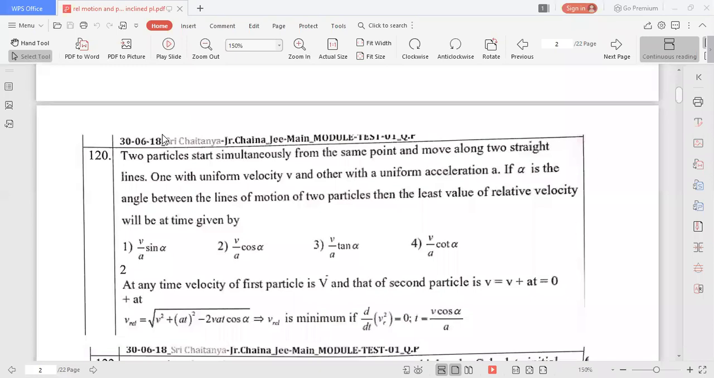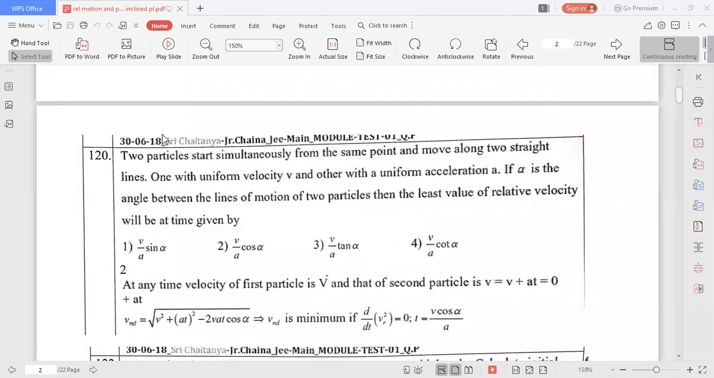Suppose the velocity of the one particle is v. The other particle starts with uniform acceleration, which means its initial velocity is 0 and it travels with uniform acceleration a. Okay, now if alpha is the angle between the lines of motion of the two particles, then the least value of relative velocity will be at a time.